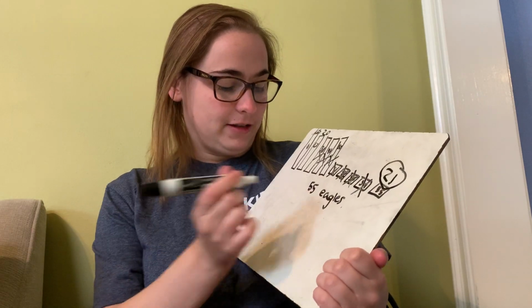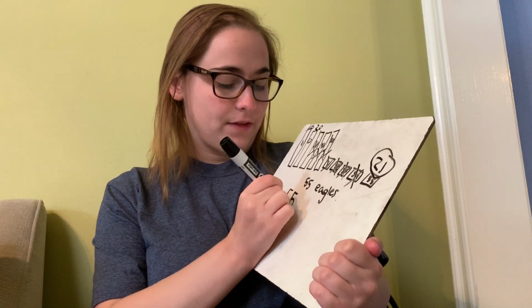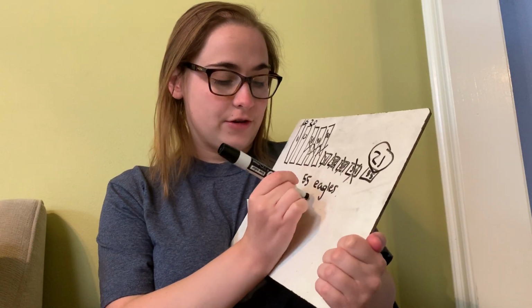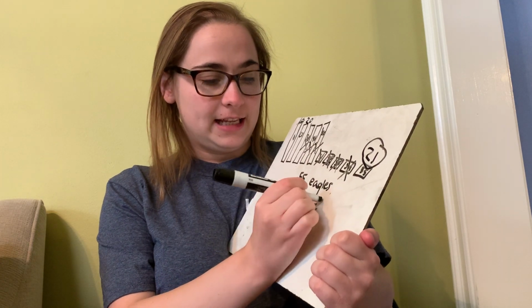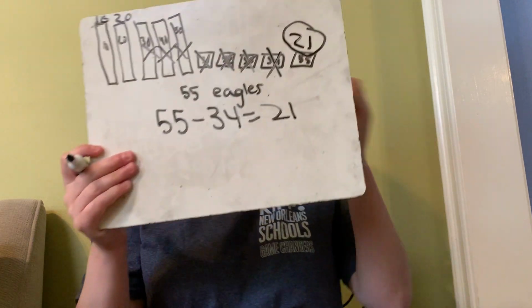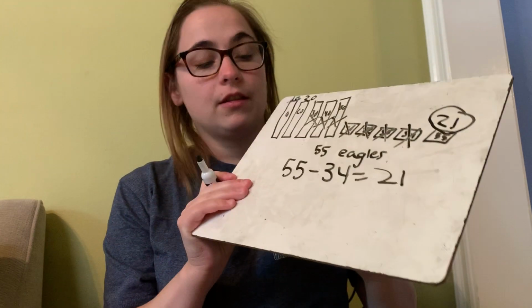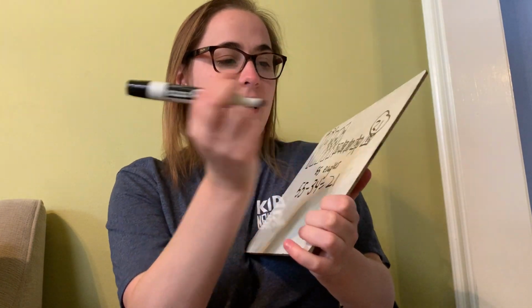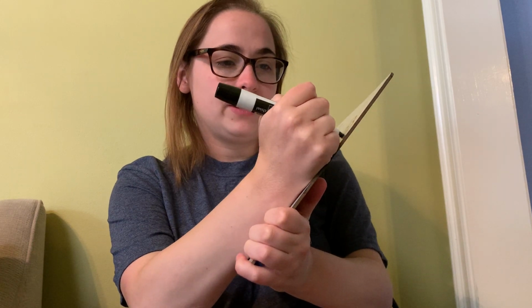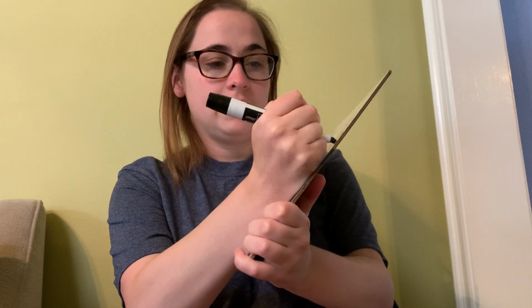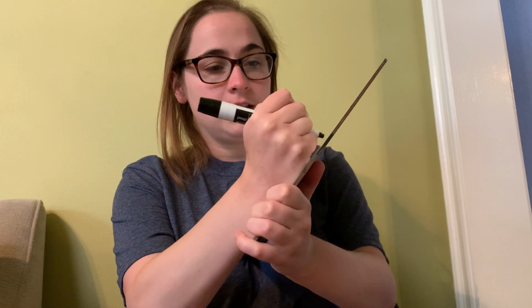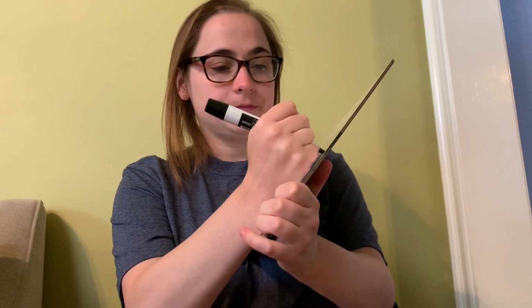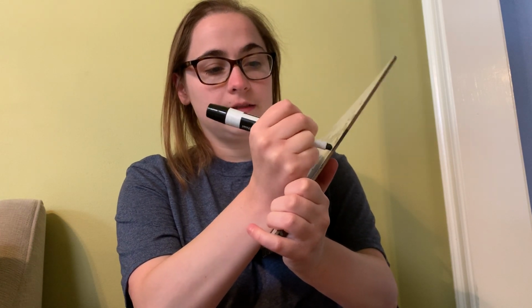All right, now to match what I did, I took my 55 eagles, I took away the 34 hummingbirds, and in the end, I saw we had 21 more. 55 minus 34 equals 21. And I forgot to add that word from the story, 21 more eagles than hummingbirds.